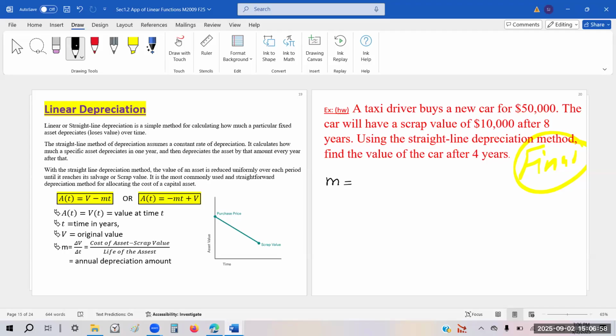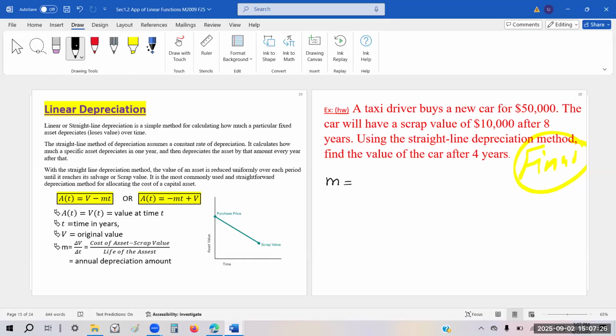So it says a taxi driver buys a new car for $50,000 today. The car will have a scrap value of $10,000 after 8 years. It means after 8 years, the price of the car will be $10,000. Use the straight line depreciation method to find the value of the car after 4 years.